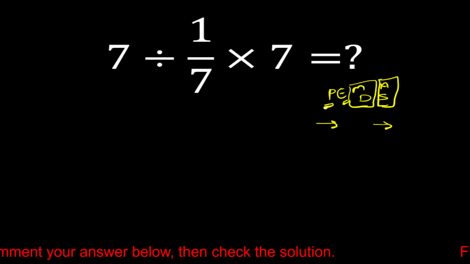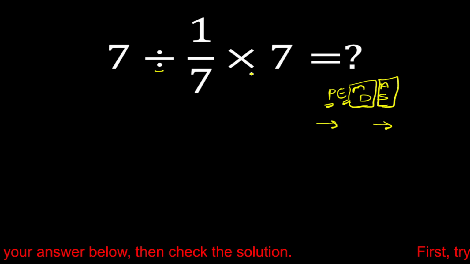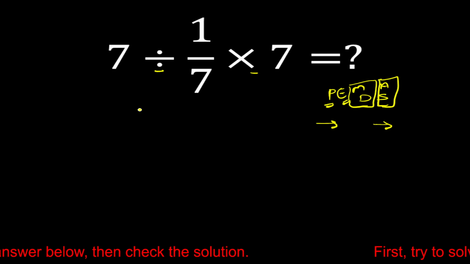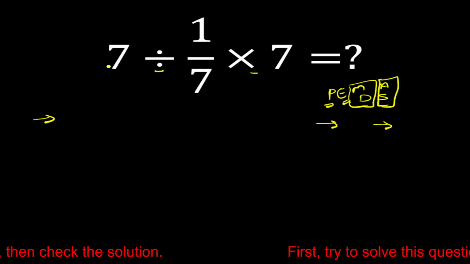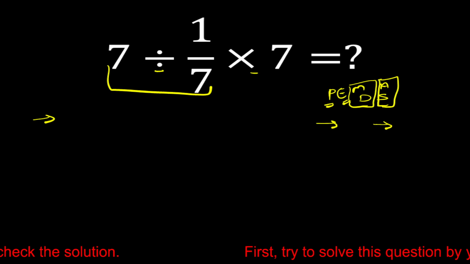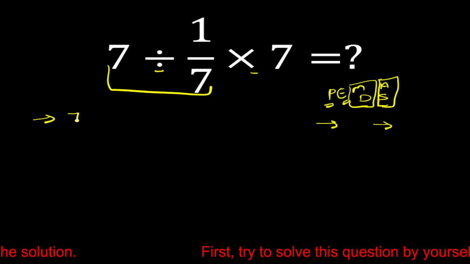So according to the PEMDAS rule, here is the division and here is the multiplication. Both have the same priority. Therefore, we have to solve it from left to right. So first we have to solve this part. So 7.